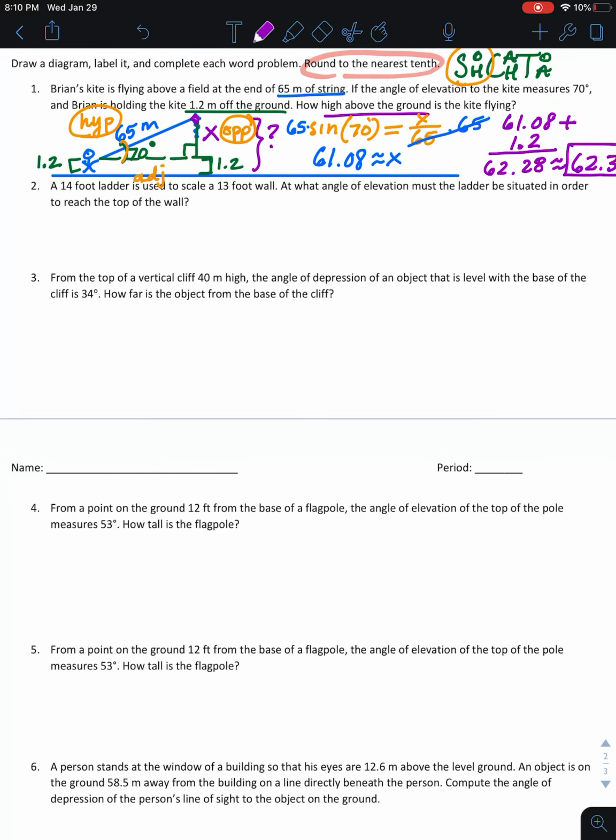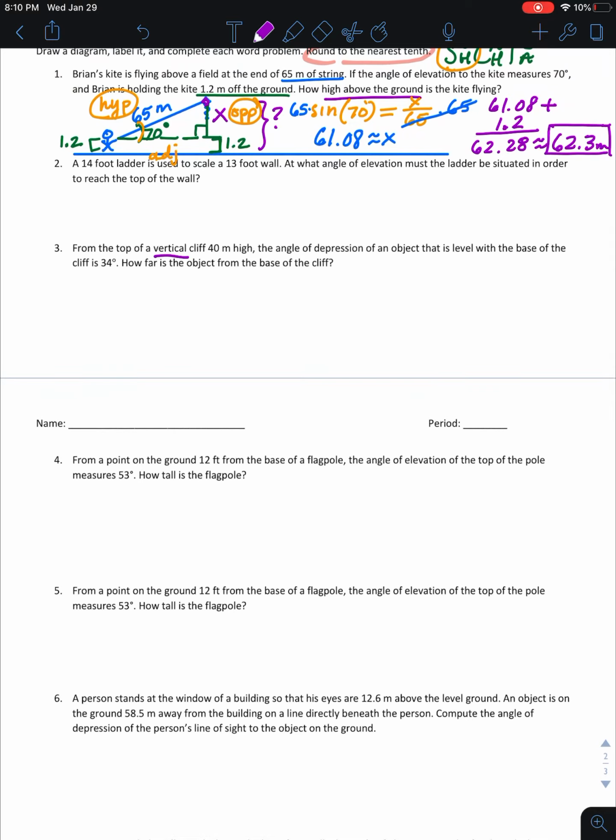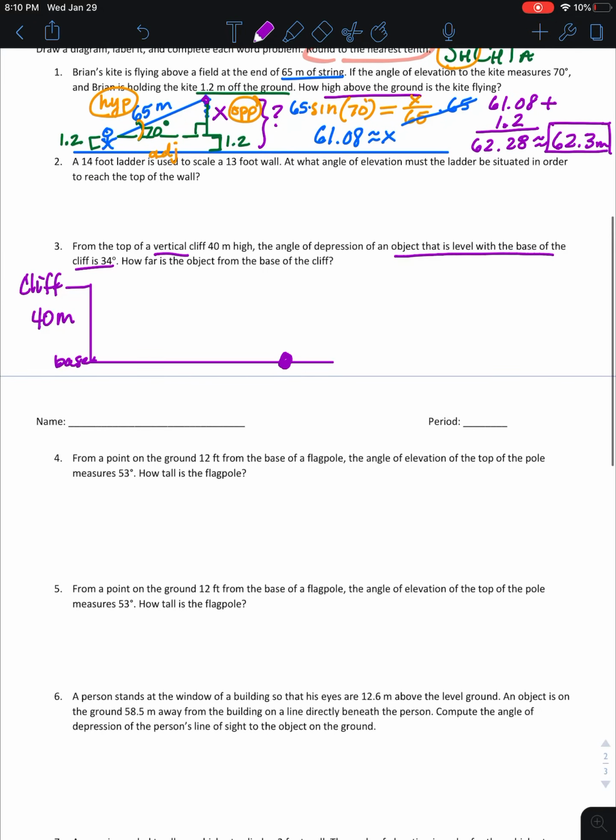and then before I let you work on this on your own, I'm going to help you set up number 3 because it is kind of tricky. Okay, so if you look at number 3, it's saying from the top of a vertical cliff, it's vertical, meaning this is vertical, is 40 meters high. Okay, so this is my cliff. The angle of depression of an object that is level with the base of the cliff. So here's the base of the cliff. We have an object somewhere here on the ground. So it's saying that it's level with that base. So that's where our object is.